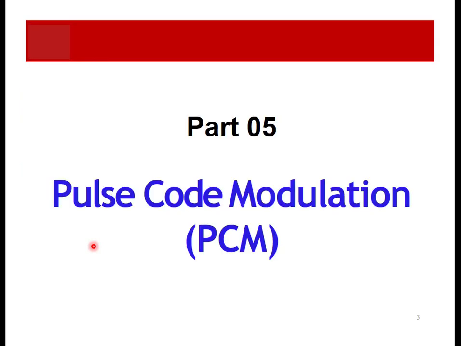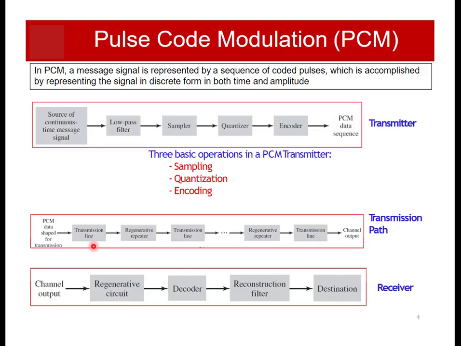As I've said, this is the fifth part, and the module name is pulse code modulation. So, let's dive in. Basically, in the pulse code modulation scheme, we will convert an analog signal to a digital signal. There are several stages of this conversion. We will talk about each of these stages gradually. First of all, let's take an overall view of what a PCM system looks like.